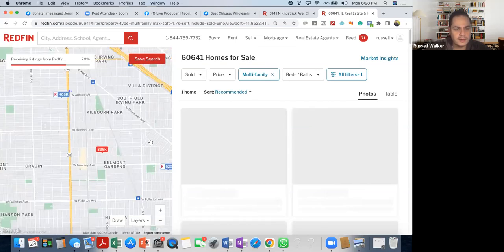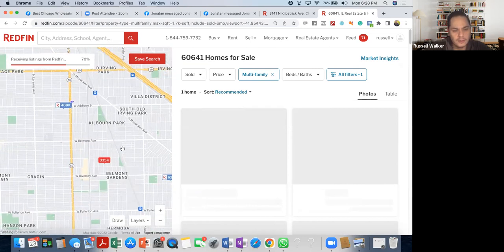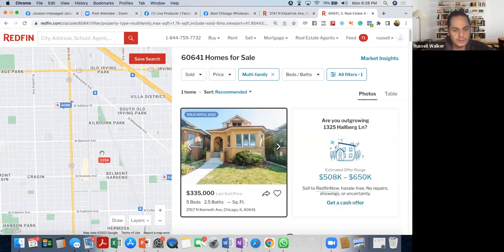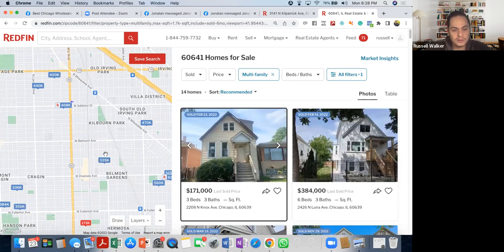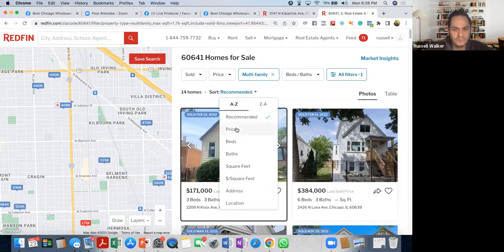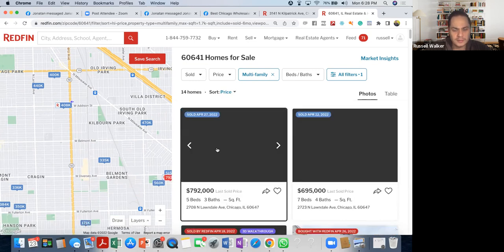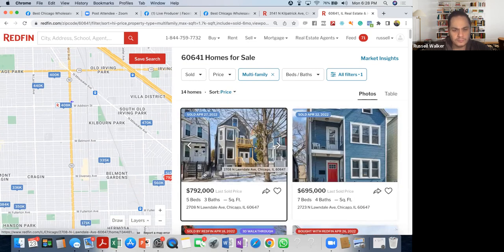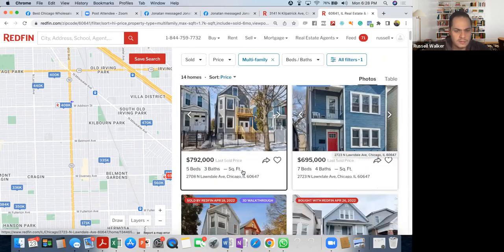There's not too many comps here, so if there are not too many comps, one thing you can do is zoom out. So instead of a half mile, you're about a mile away. Sort by price, highest to lowest. But I know this property 792 is in a way better neighborhood. That's like maybe Avondale. So is that one.